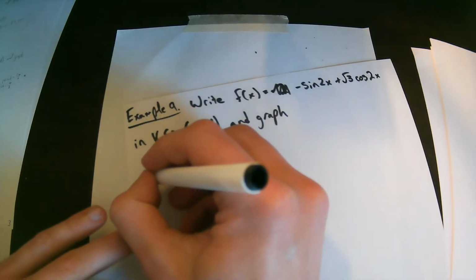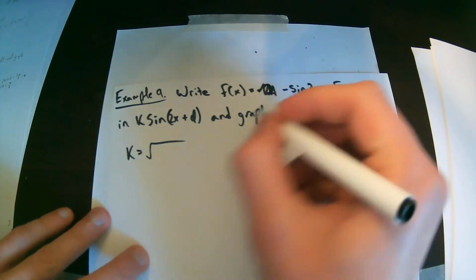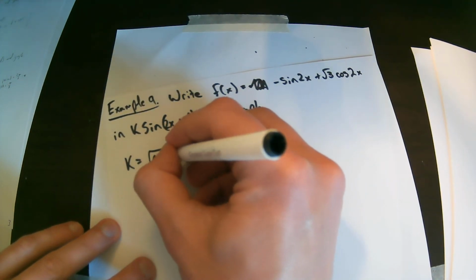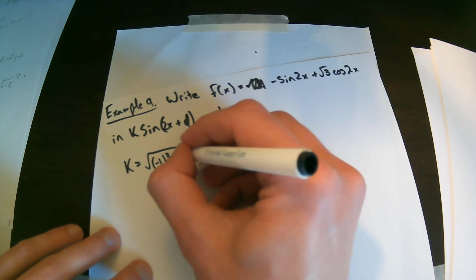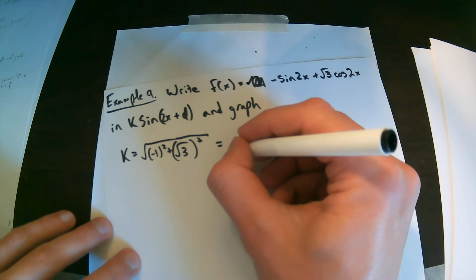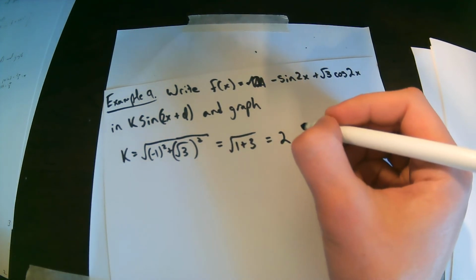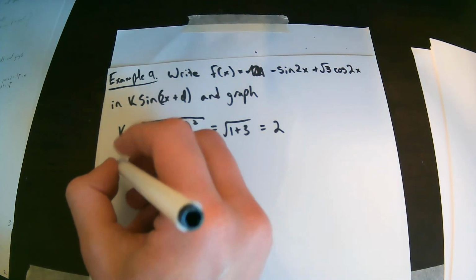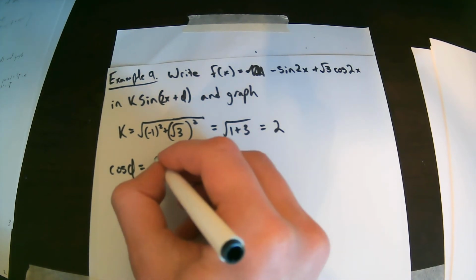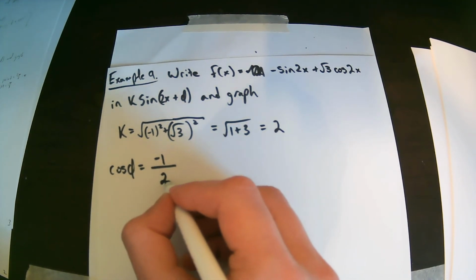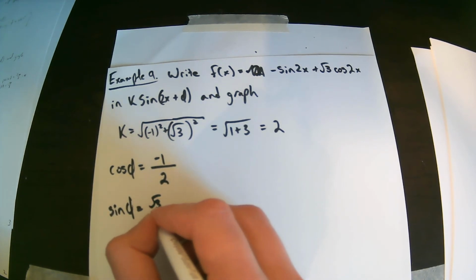Okay, so first we need k. K is going to be equal to the square root of a squared, which is -1, plus b squared, which is square root of 3, all squared. And that's going to be square root of 1 plus 3, which is square root of 4, which is 2. So k is 2 again. And then we have cosine of phi is equal to a over 2, which is -1 over 2. And sine of phi is equal to b over 2.